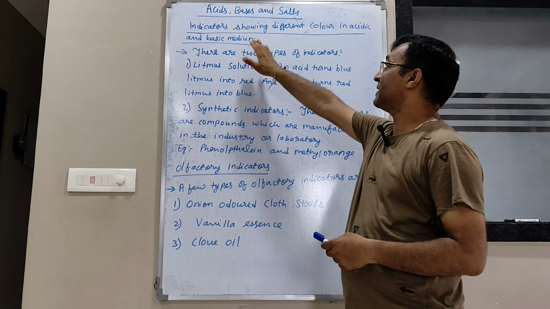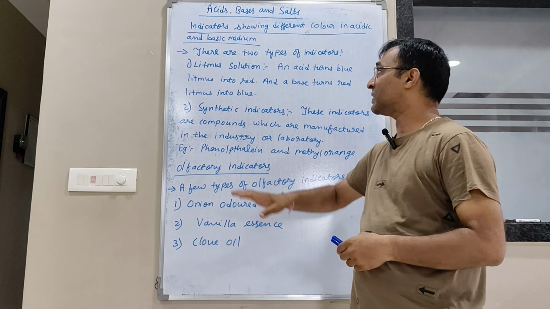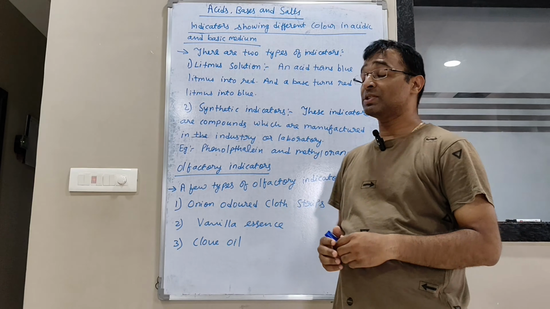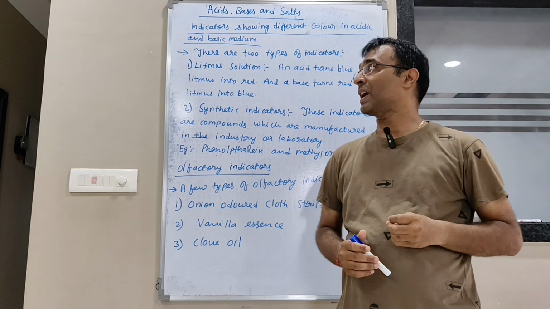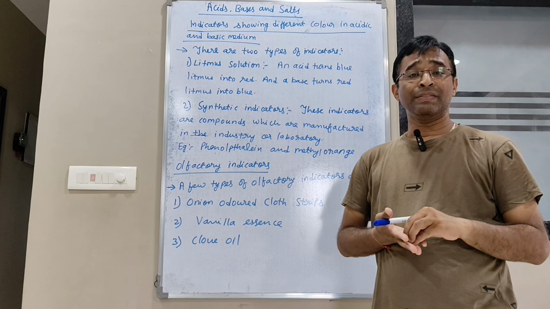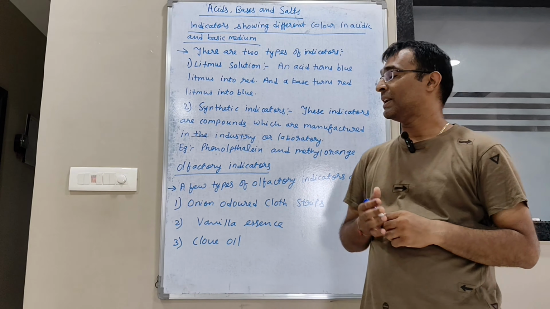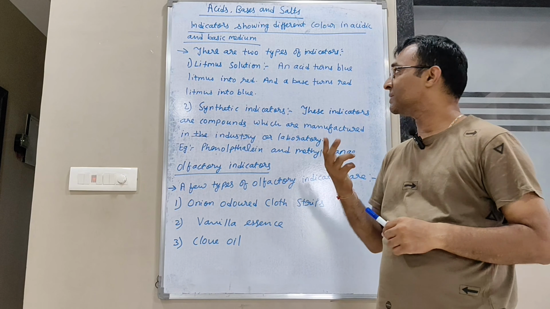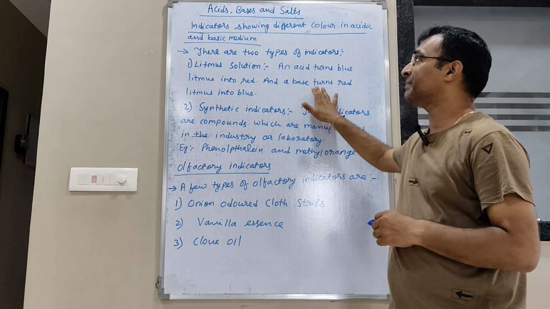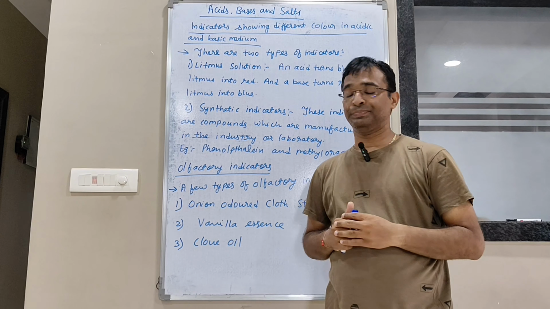The first type is indicators showing different colors in acidic and basic medium. First is litmus paper, litmus solution. When we put a litmus paper in any liquid, if it is an acid it will turn blue litmus into red, and in the case of a base it is just the reverse, red litmus to blue. So this is a very important indicator. In day-to-day life we use this indicator a lot.